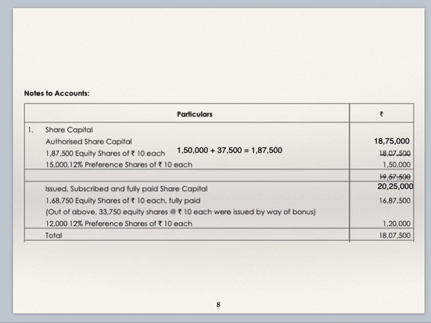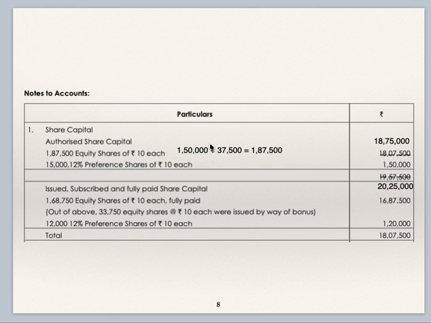They have asked you to prepare extracts of balance sheet. So we'll prepare first notes to accounts, share capital, authorized share capital. See, after bonus issue, your capital will be 1,35,000 shares plus bonus 33,750, which is equal to 1,68,750. So in this case, authorized capital, if you see, was only 1,50,000. But after bonus issue, your capital will be 1,68,750, which will be more than authorized capital.